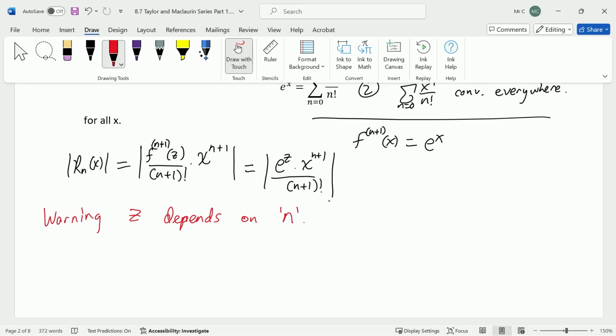That means that when I try to take the limit of this expression, we'll just write this off to the side here. The limit as n goes to infinity of e to the z x to the n plus 1 over n plus 1 factorial. When I try to take this limit, I have a real problem here because I can't pull e to the z out of the limit because it depends on the value of n. So it's not treated as a constant. So in other words, not a constant value.